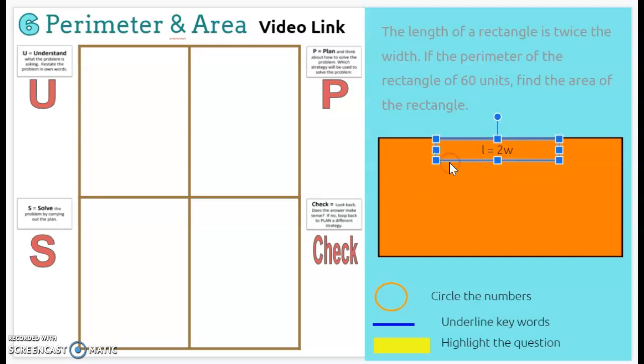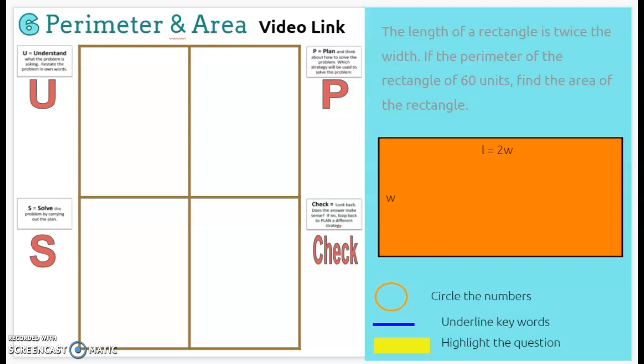Then I am going to copy and paste this and move it over here to my width, and put here, my width equals, I'm not sure, so I'm just going to leave it as W because it doesn't really tell me what the width is. Okay, so the length of the rectangle is twice the width.